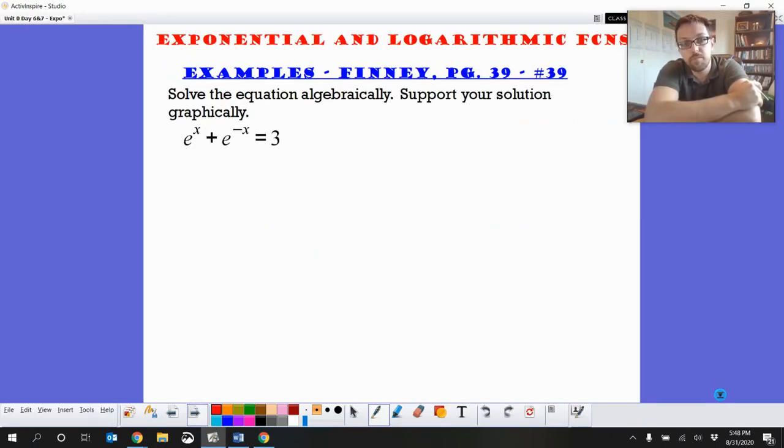We're going to solve this equation algebraically, and we're going to support our solution graphically. And I'm going to do this a little bit backwards. Since we're going to look at that graph, I'd like to know what the answer is already, so that I'm kind of prepared for when I get my actual answers.